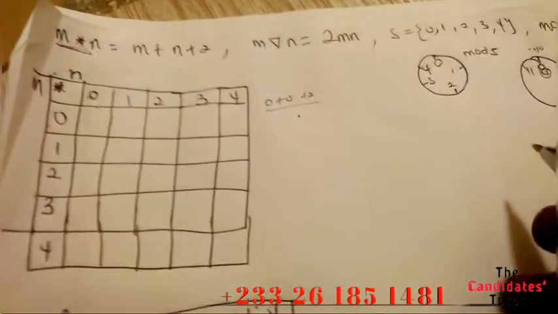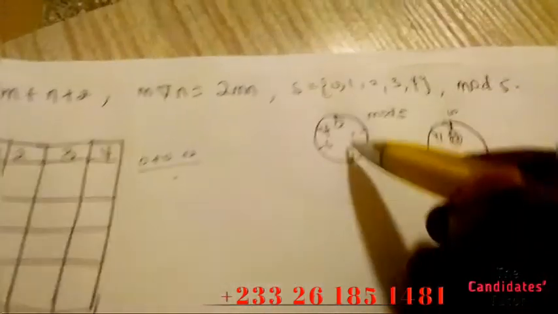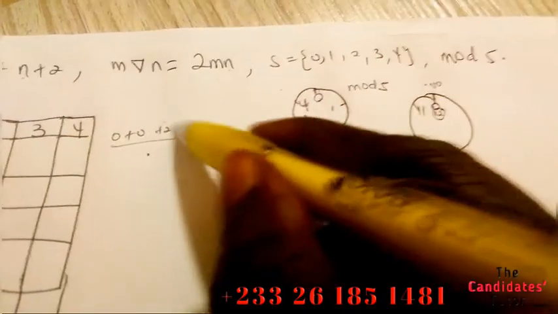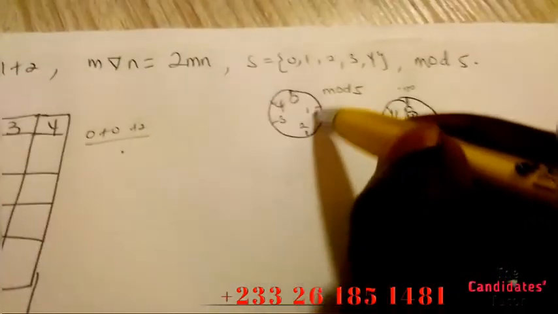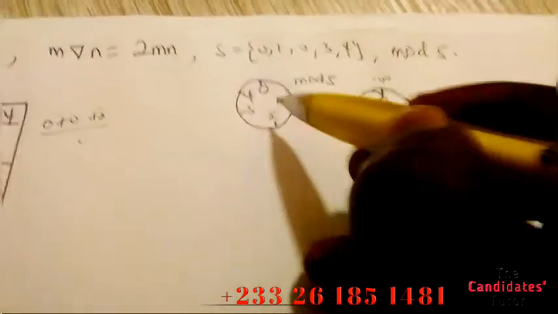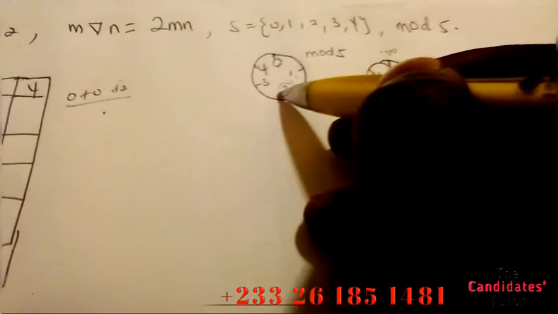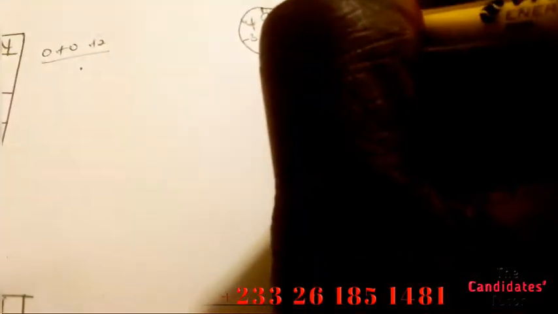But we are working in mod 5. So if we convert our answer 2 into mod 5, we should still get 2. Why? Because it's not up to 5. So when you start 0, 1, 2, 2 is still 2 in mod 5. That's how you calculate it. So we write a 2 here. All right.